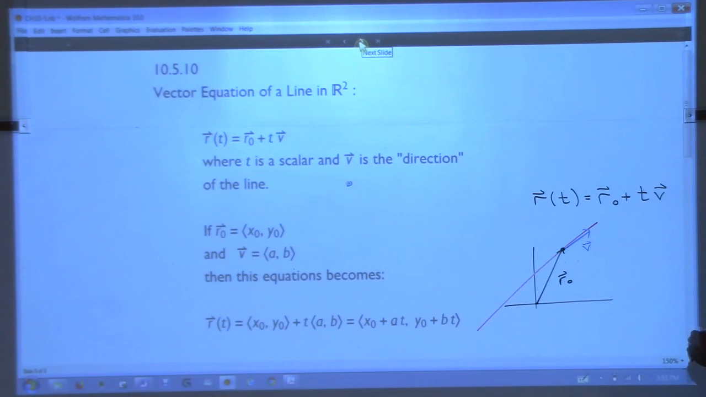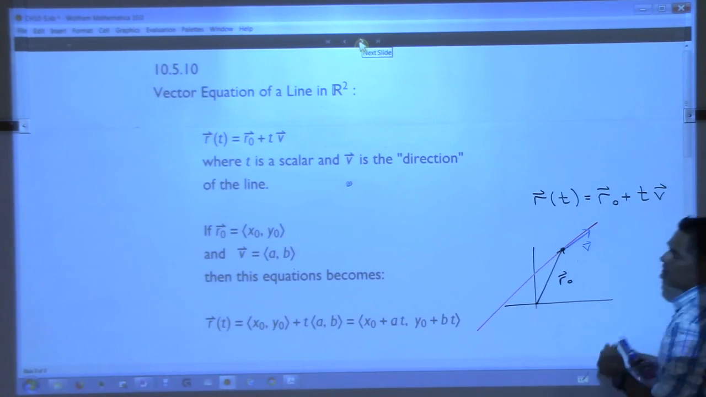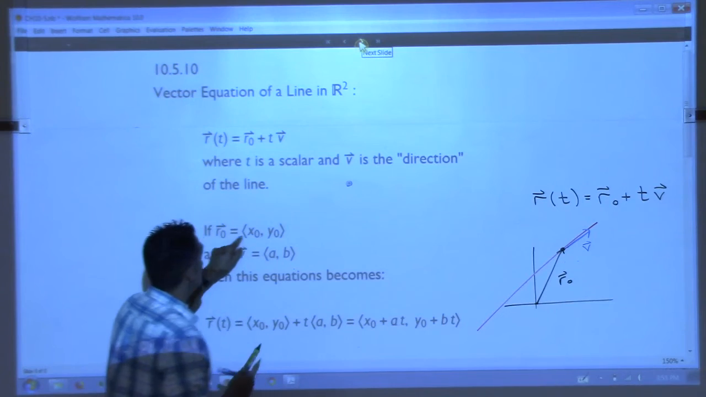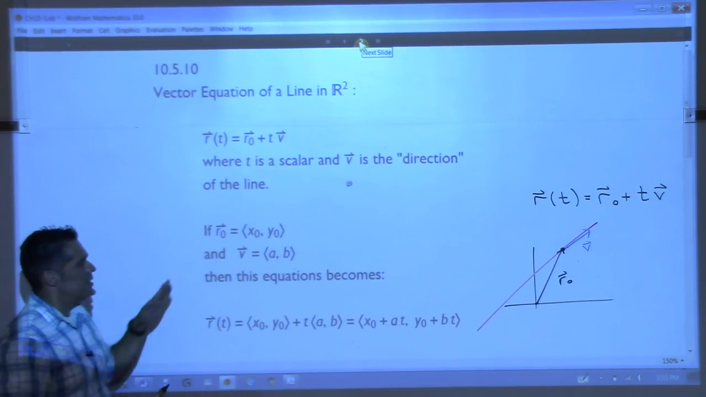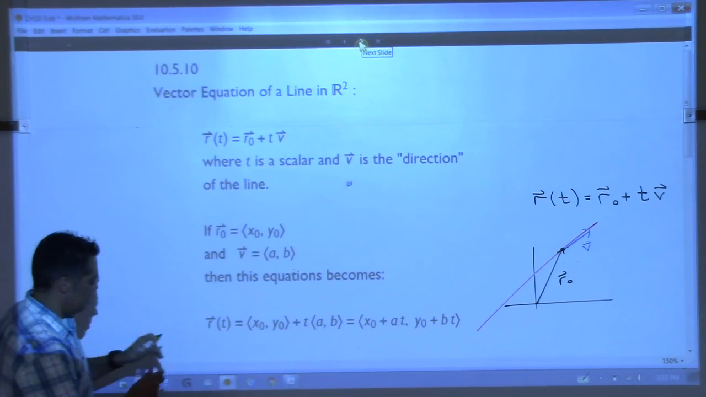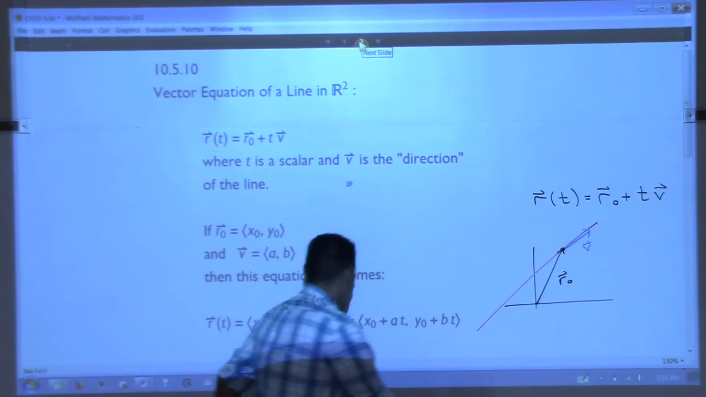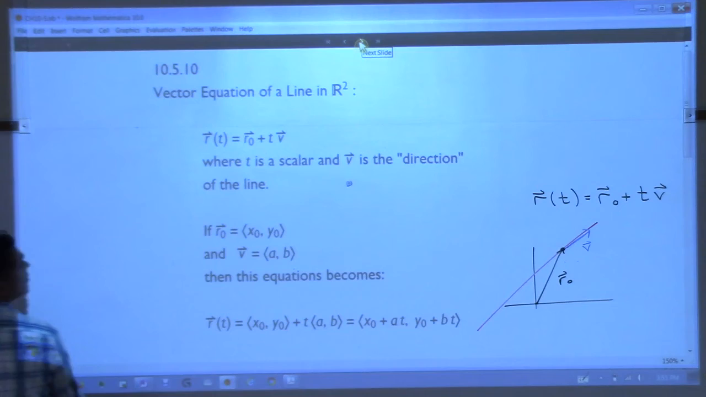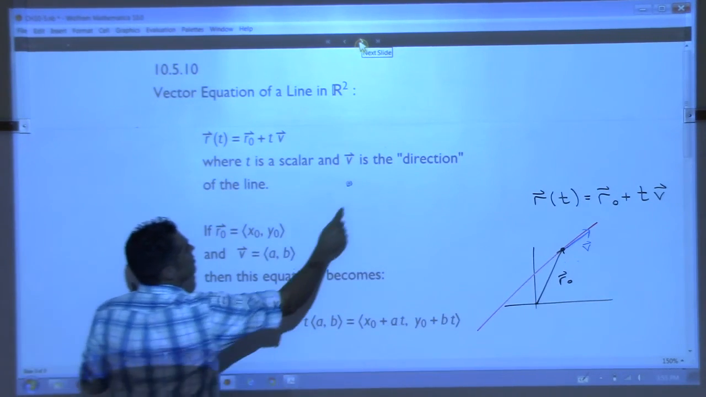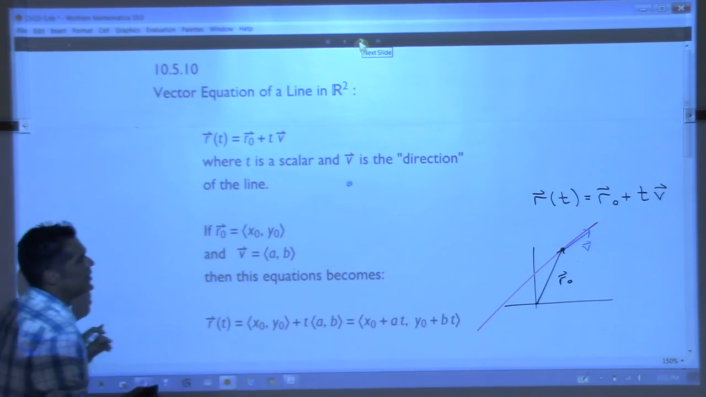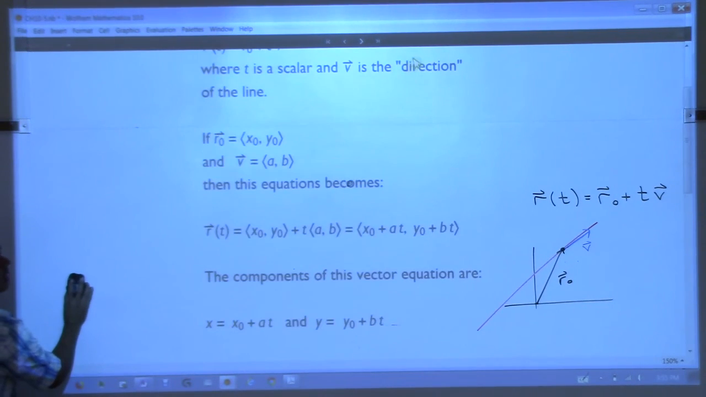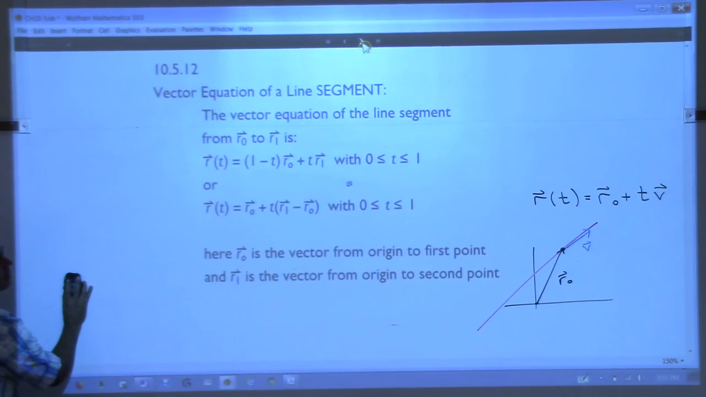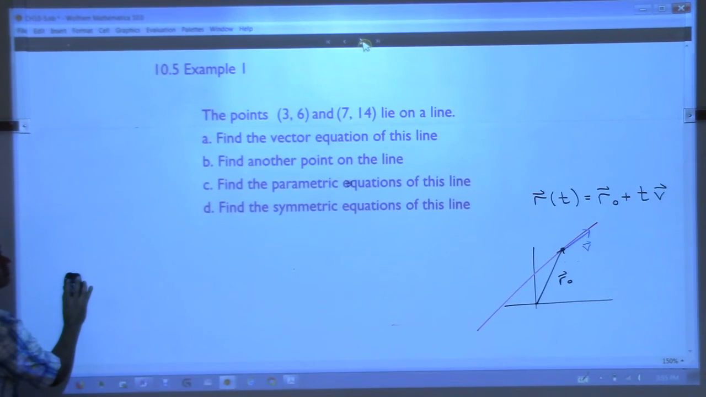So the R0 right here, this vector, comes from some initial point. Someone has to give us a point on the line. And then V is this thing that we call a direction vector. So let me scroll down because I think it says it under here. Oh yeah, direction, sorry. V is the direction or direction vector of the line. Now, I want to get to an example. I'll come back to these notes. I think it's best to just get to an example.